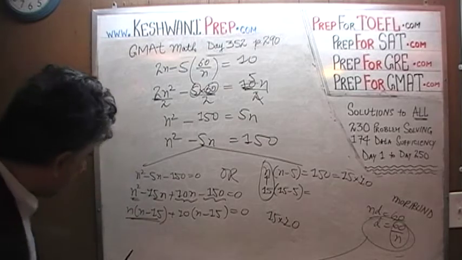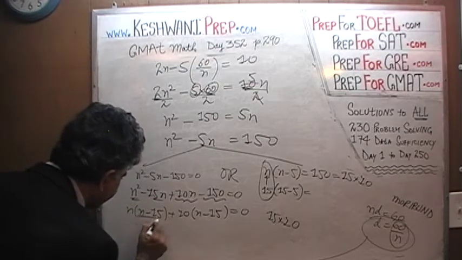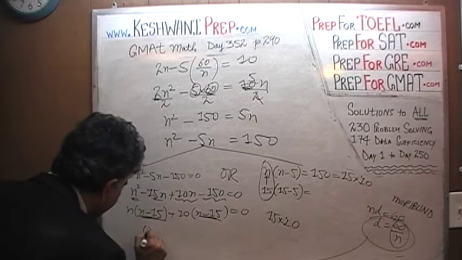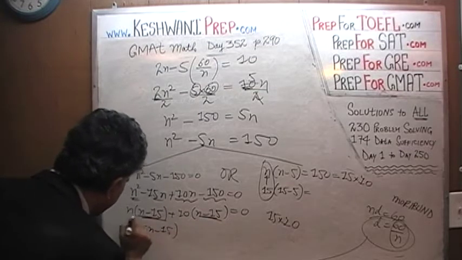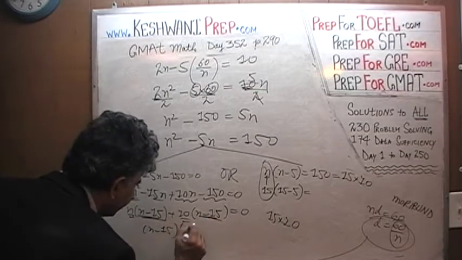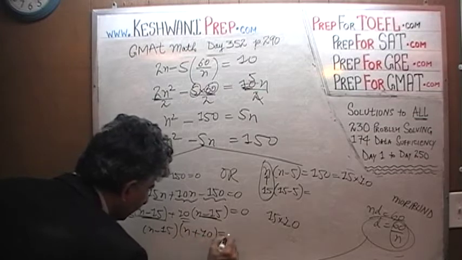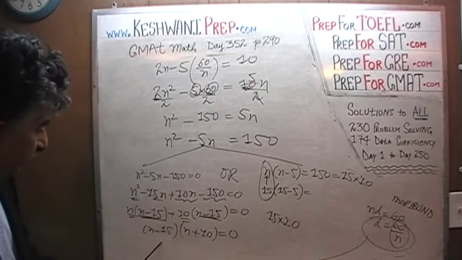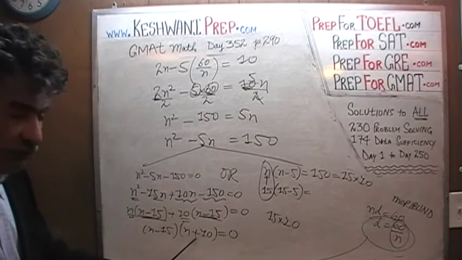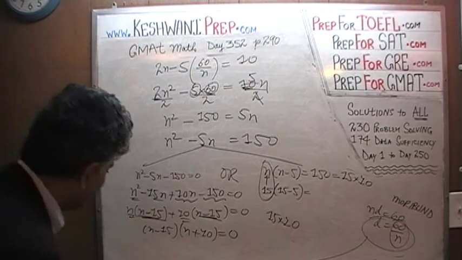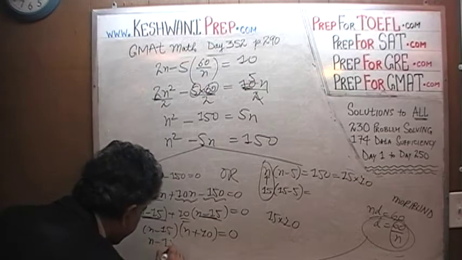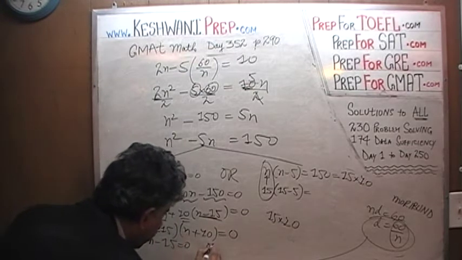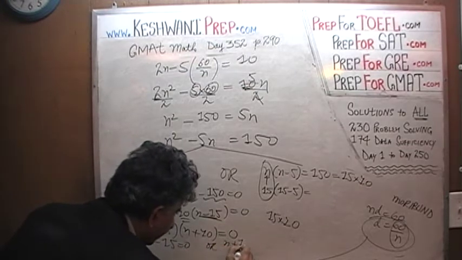Now from this part, n minus 15 is the common factor here. Take out n minus 15. And we're left with n plus 10 equals 0. And if the product of these two numbers is 0, then either n minus 15 is equal to 0, or n plus 10 is equal to 0.